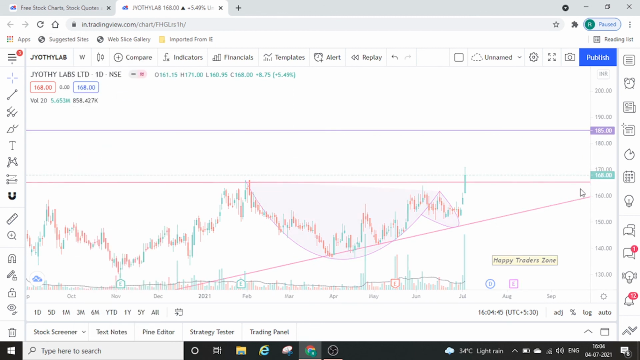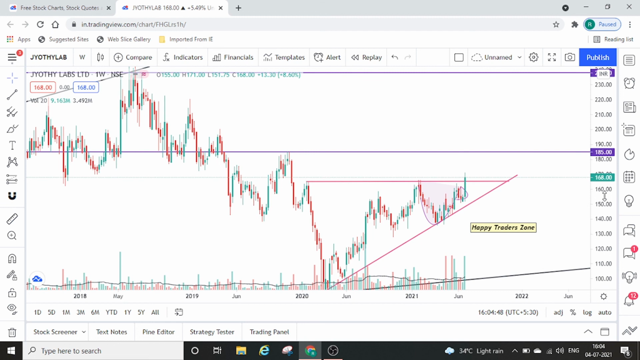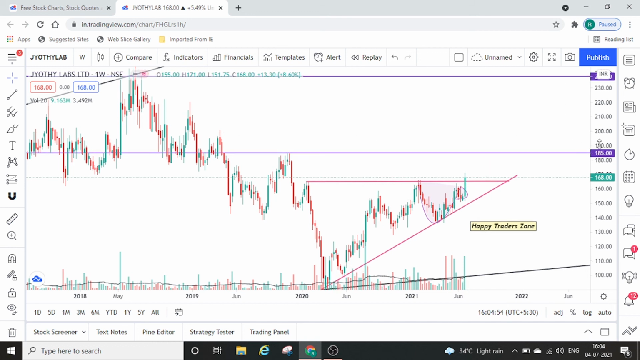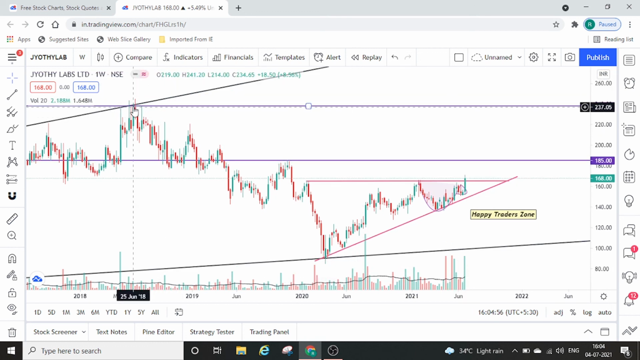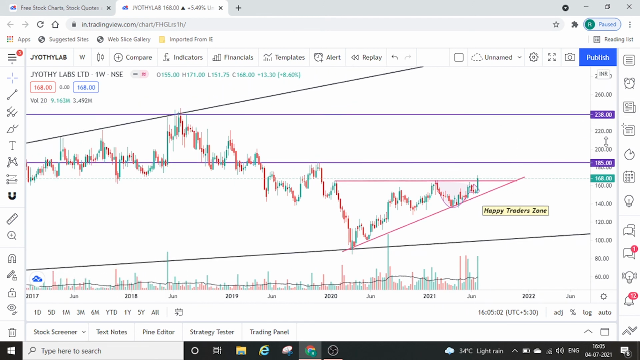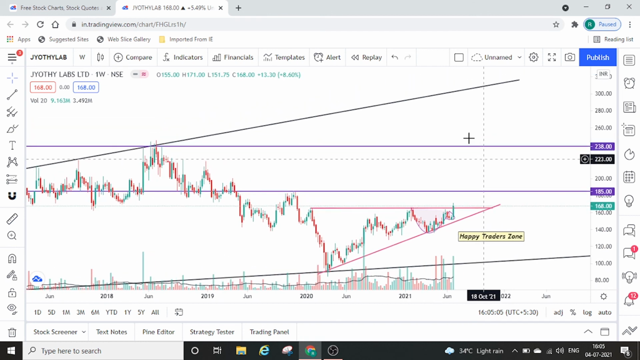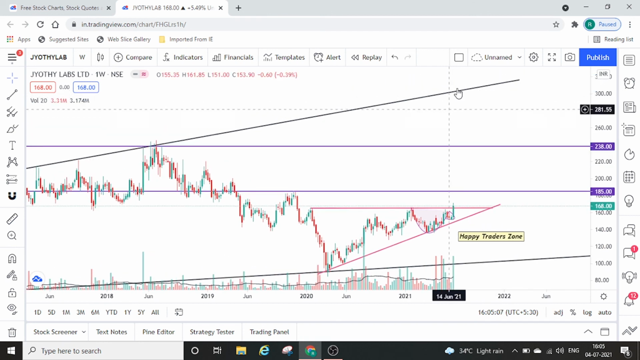time frame, you see here, in the weekly candle also, it provided the massive breakout. So as the triangular pattern target, we can have the lifetime high, which is around 238 to 240, and after the breakout of this lifetime high, we can expect the target of around this higher resistance line.